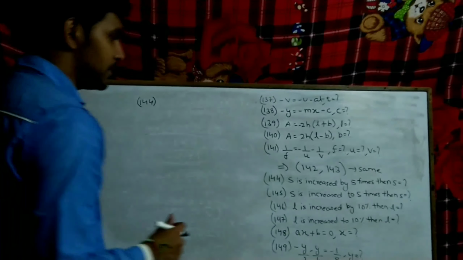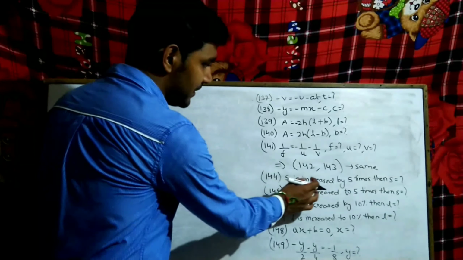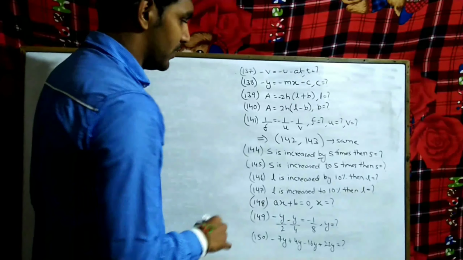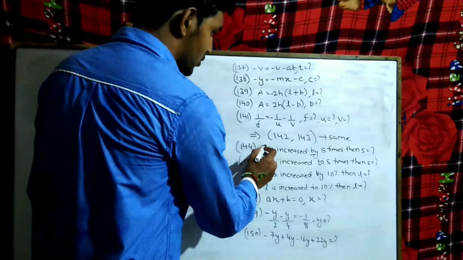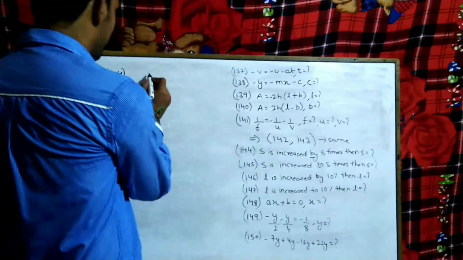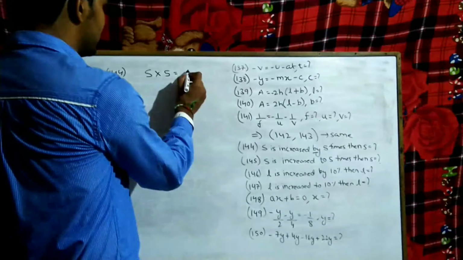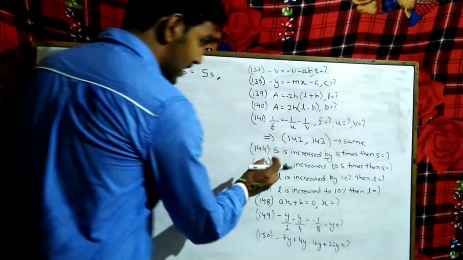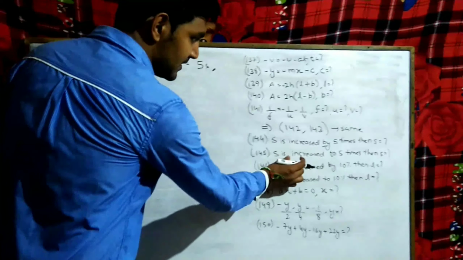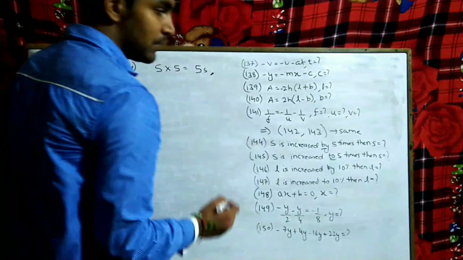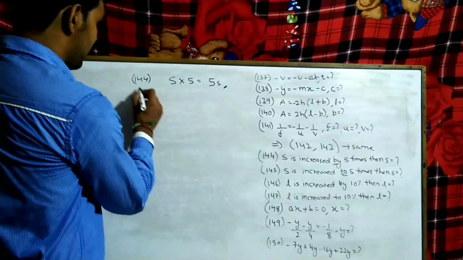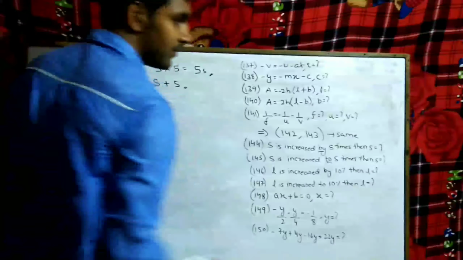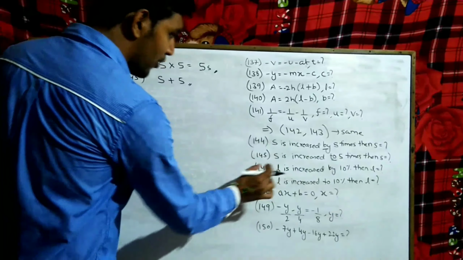144: s is increased by 5 times. Remember, by and of both mean multiply only. What is the s value we have to find? So s multiplied with 5. If we multiply s into 5, then 5s. So the answer is 5s. Now 145: if s is increased to 5, to means plus, so 145 is telling s plus 5.